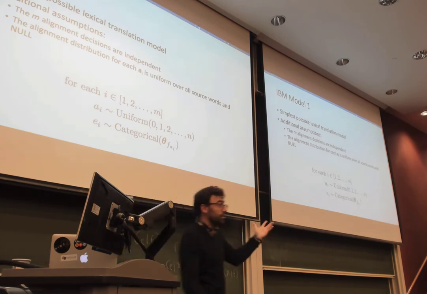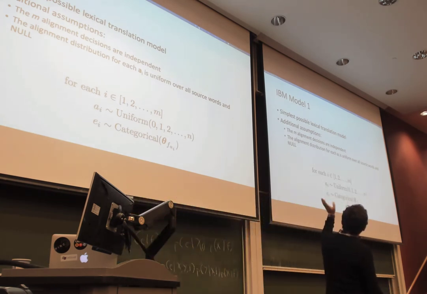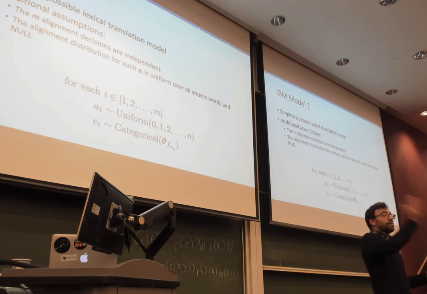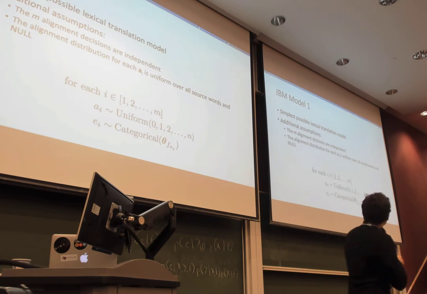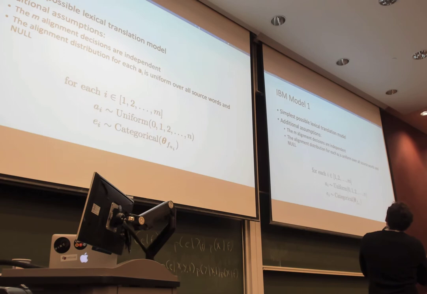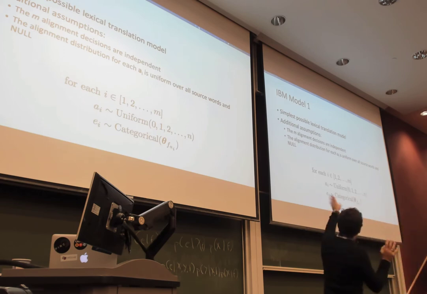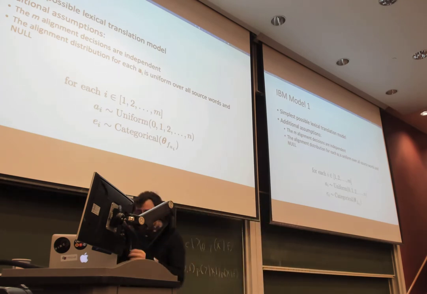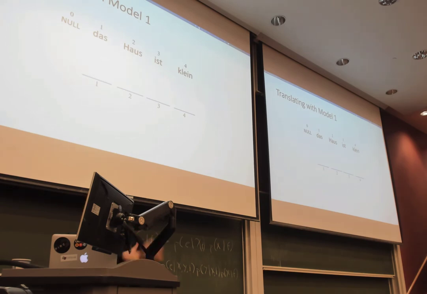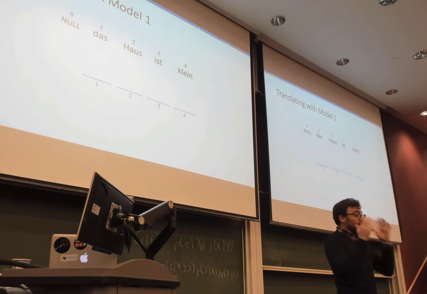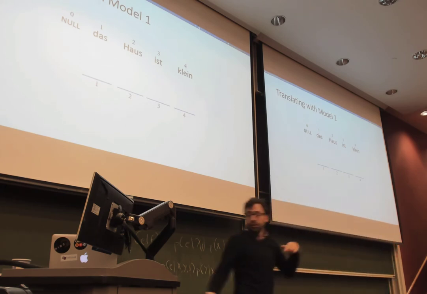The first one, the most simple, really says that all of the alignment decisions are independent of each other. They have a one-to-one alignment between words. They also allow this null alignment that I talked about. And the original alignment distribution is uniform over all source words and null, which means that, well, we'll talk about that in a minute.